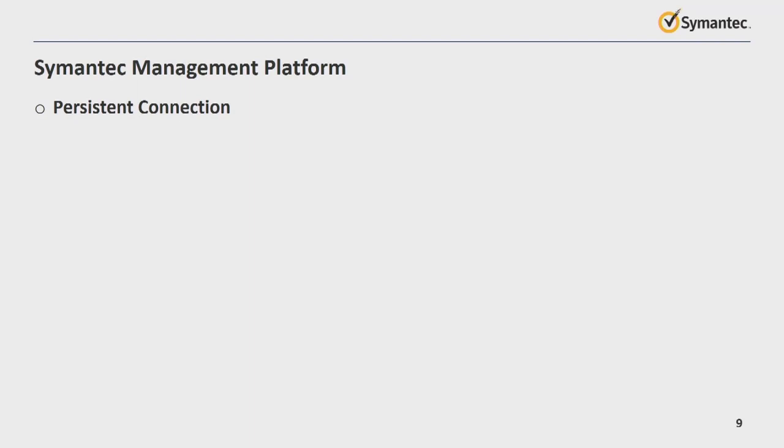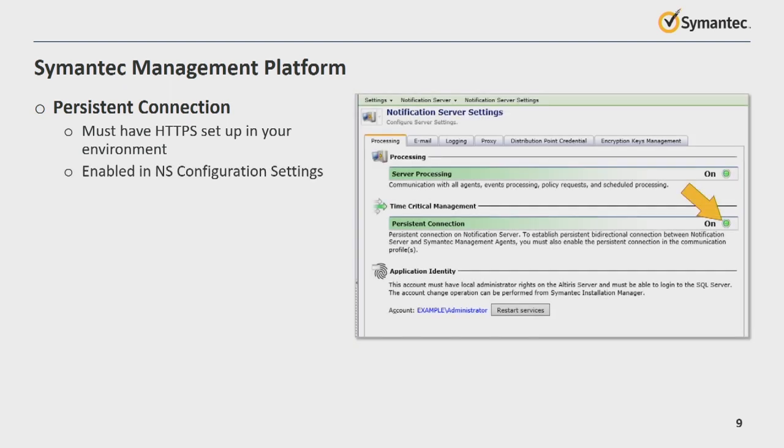So how does it look? Well, first of all, you have to have HTTPS in your organization to use it. Okay. It gets enabled in the NS settings. If you look at the notification server settings in your settings console, you'll see a little green button that you can turn on. This turns on the communication from the notification server to the other components. That's the first place.